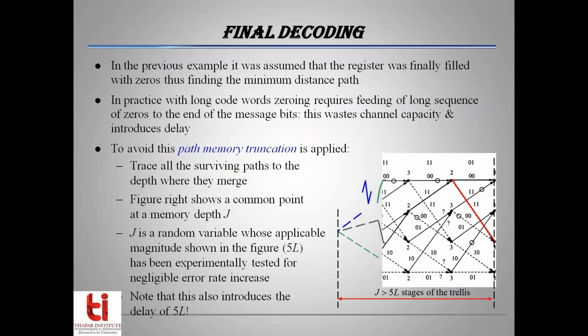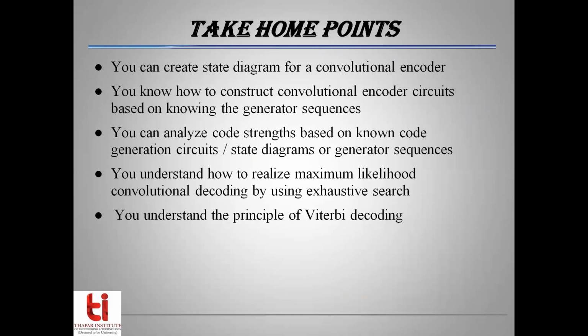Now, in the previous example, it was assumed that the register was finally filled with zeros when finding the minimum distance path. In practice, with long code words, zeroing requires feeding in many zeros.